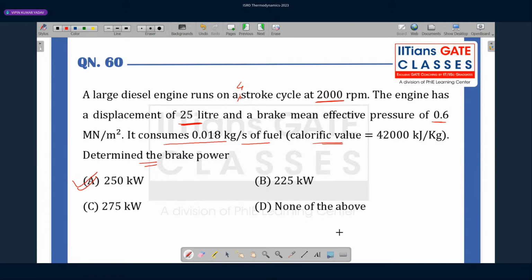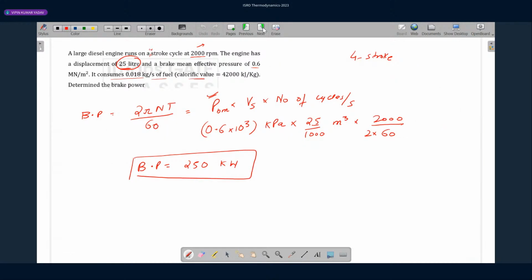Got it? Yes or no? Chalo. I hope it is clear. Okay.